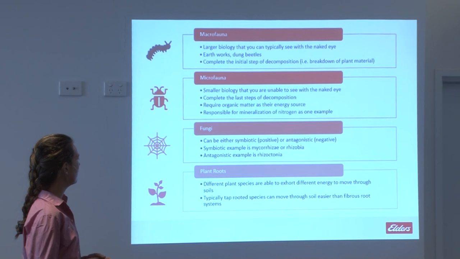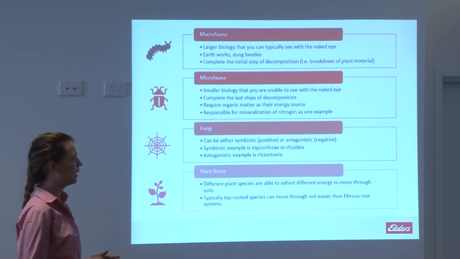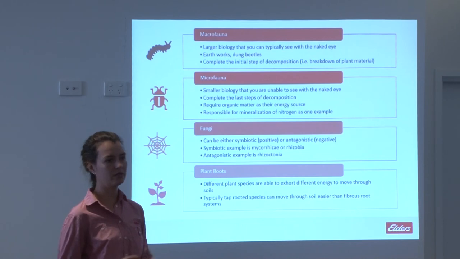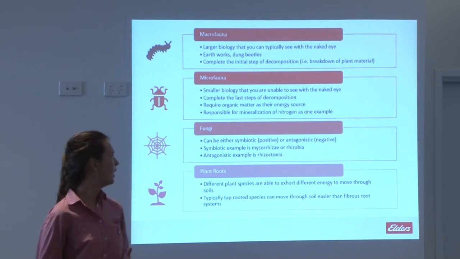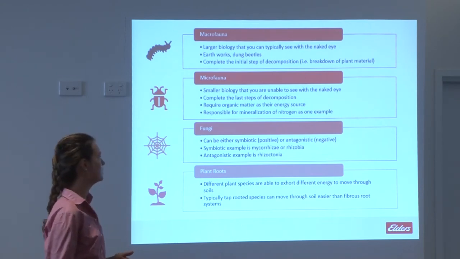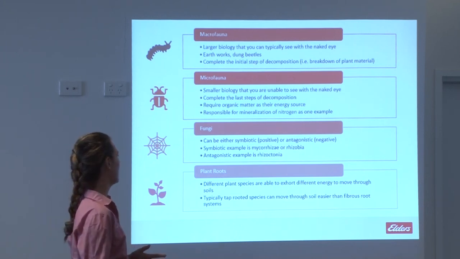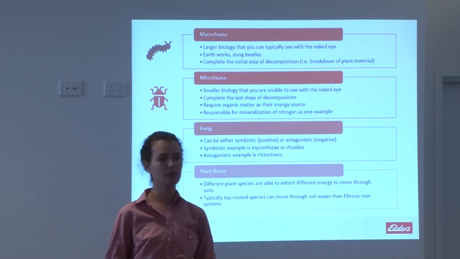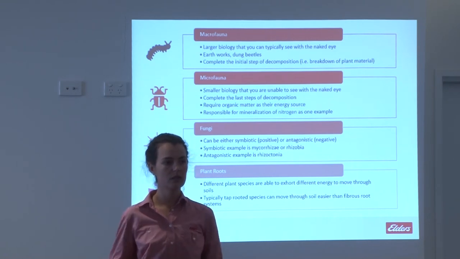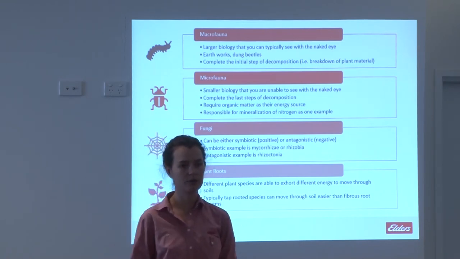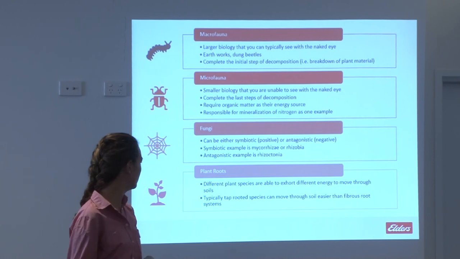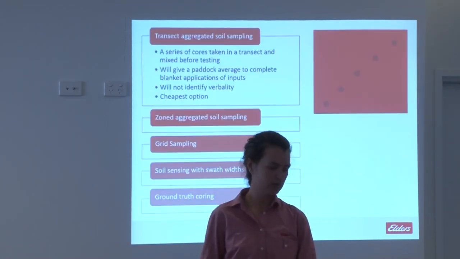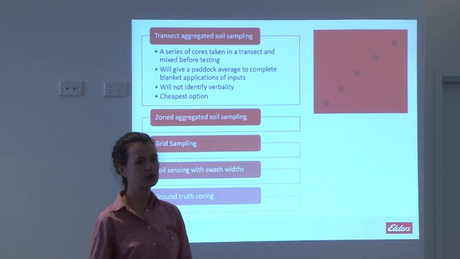The next category, I suppose, is fungi. So they can either be positive, so symbiotic, or negative, antagonistic. So a symbiotic example is mycorrhizae or rhizobia, and an antagonistic example is rhizoctonia. And then last is plant roots. So you either have fibrous plant roots like on your cereals, so they're unable to exert as much pressure as a taproot, for example, like a canola plant or a legume. So I suppose that's all I was going to touch on with soils, unless there's any other questions.